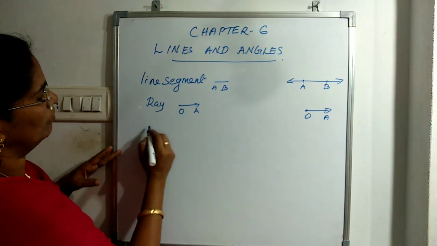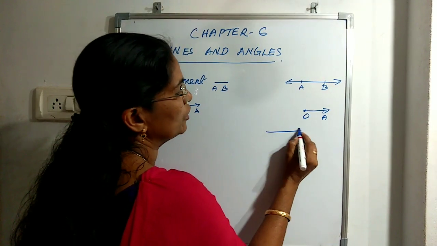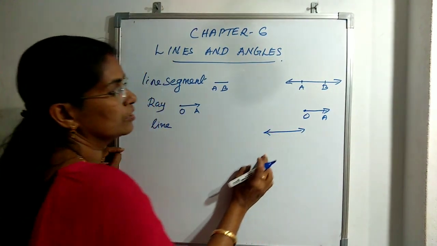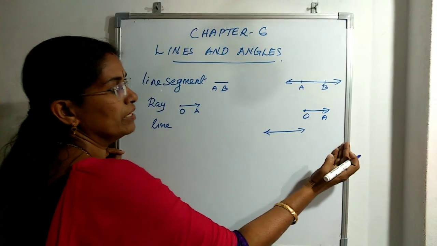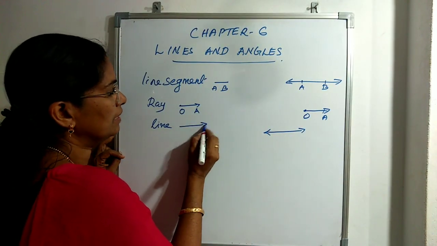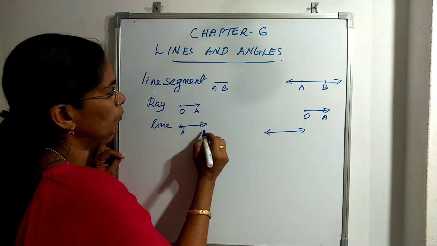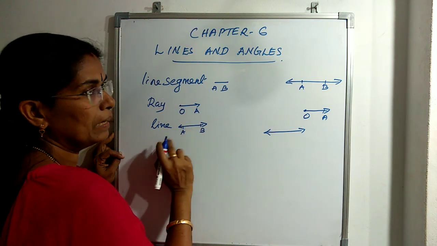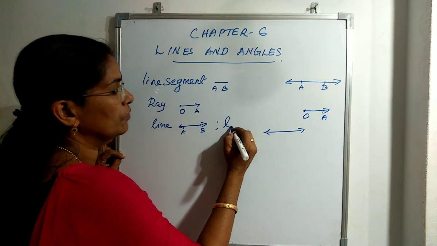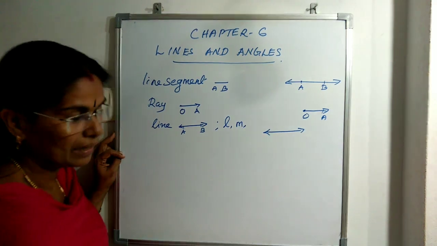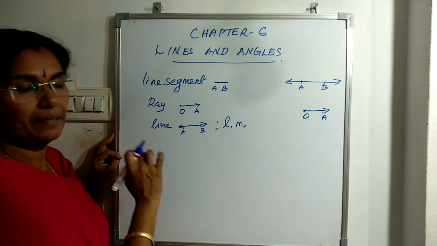Now, what is a line? It is a collection of points. Both sides are endless, so we don't know the endpoints. We represent this with the letters A, B, simply taking two points and writing AB. AB is a line. Two arrow marks mean it is a line. Or simply with a small letter also we represent a line: l, m, n. All these we use for lines.